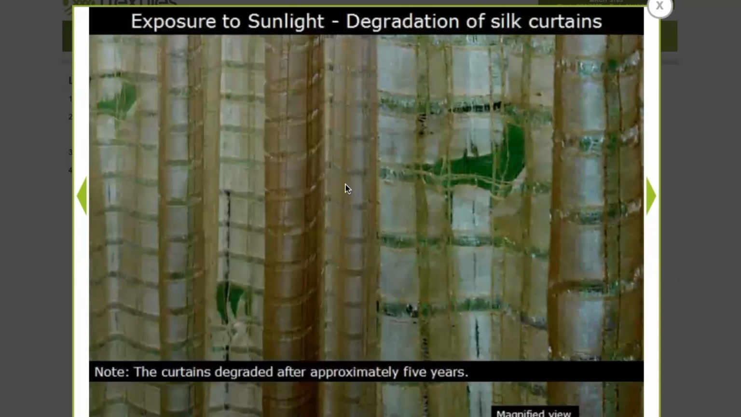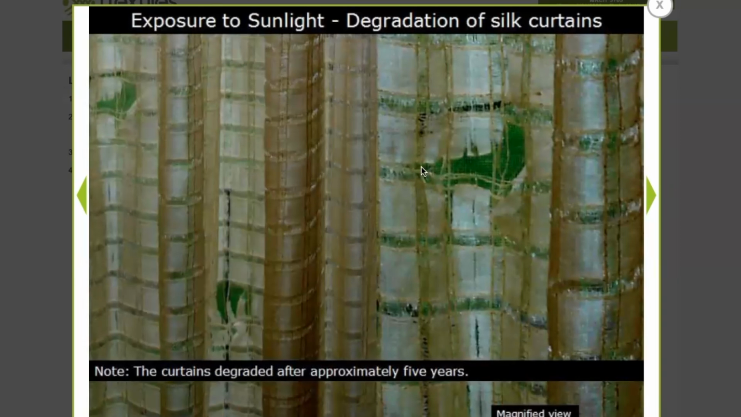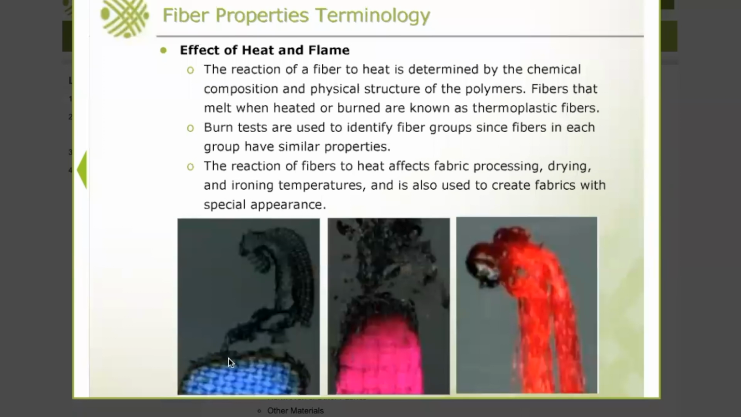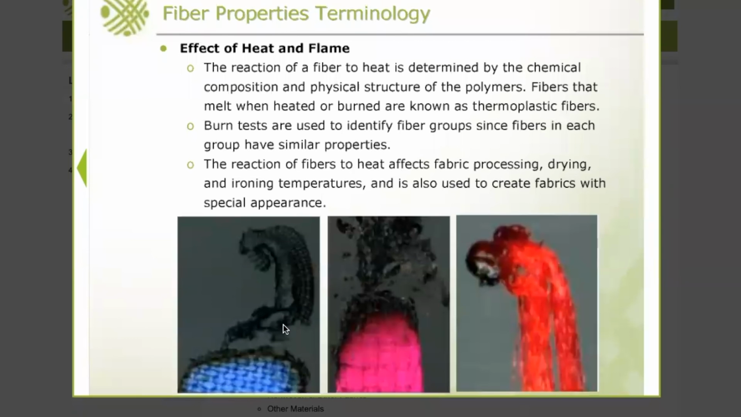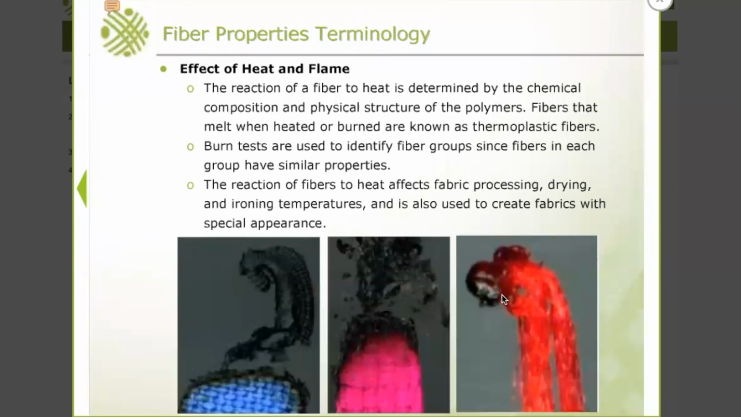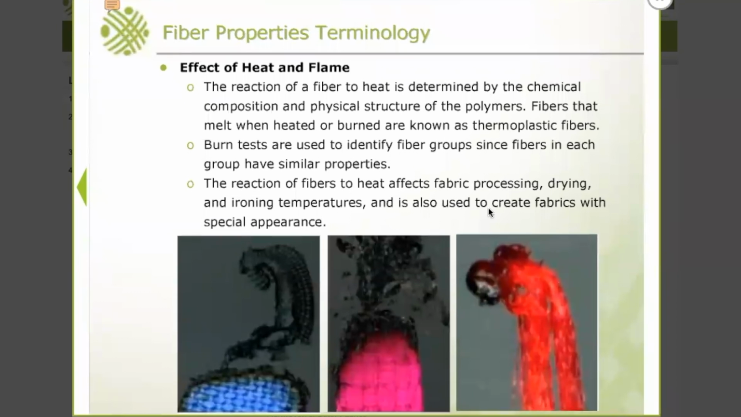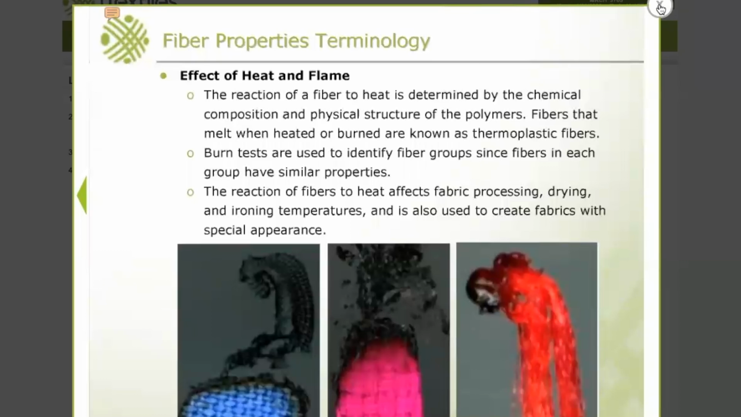This is an example of exposure to sunlight, which degrades silk curtains. This is the effect of heat and flame. Some fabrics burn into ashes, some fabrics melt. Those are properties that are important when you're evaluating fibers.